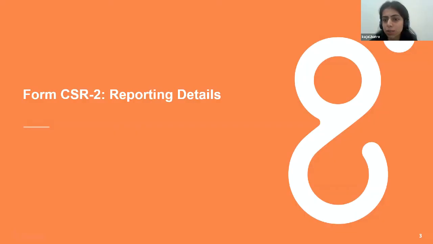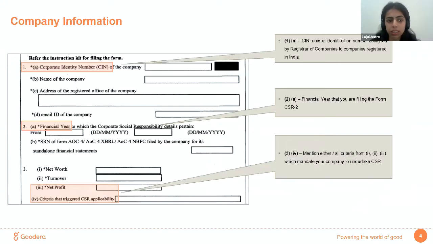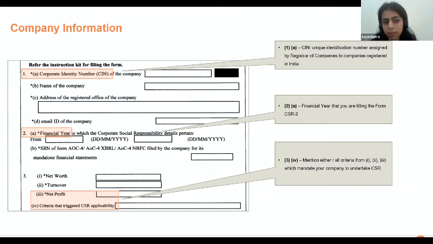Thanks, Shubhangi, for the introduction and briefing our audience about the newly introduced CSR Form 2. We will next look at the various sections of the form. To start off with, the company information. So points 1 to 3 are asking for company-related information. These are not requested for in the MCA report.